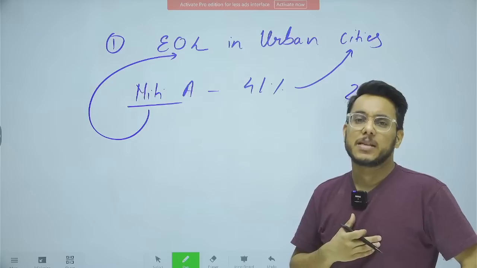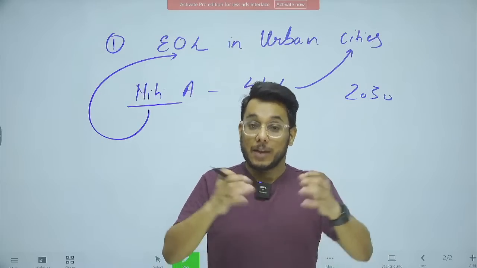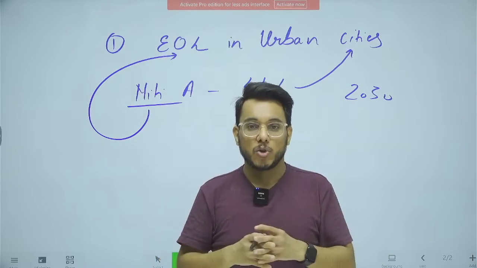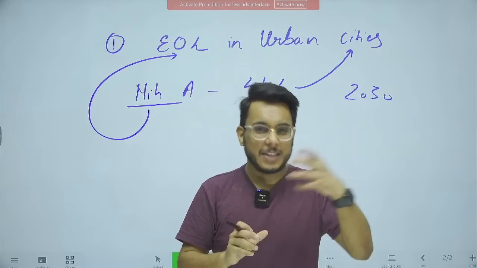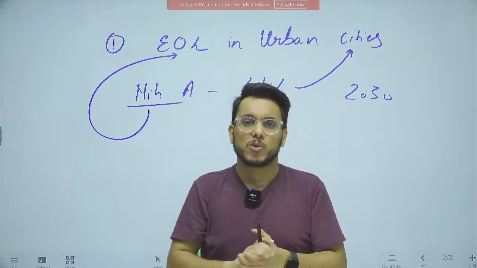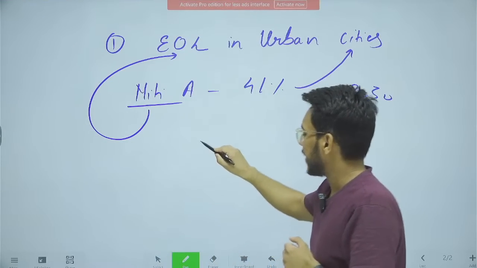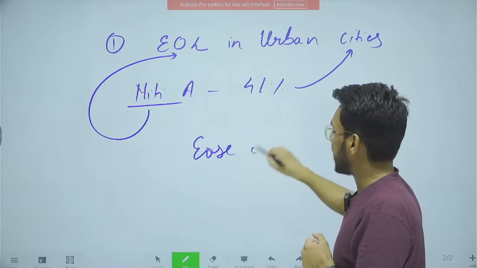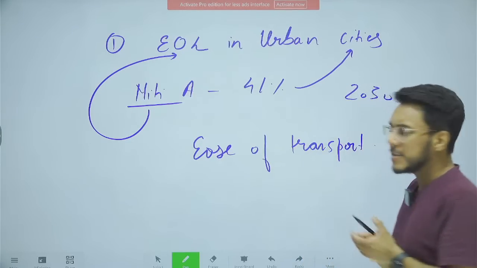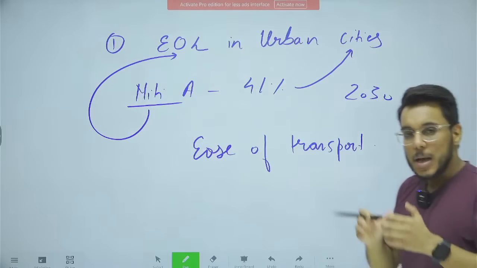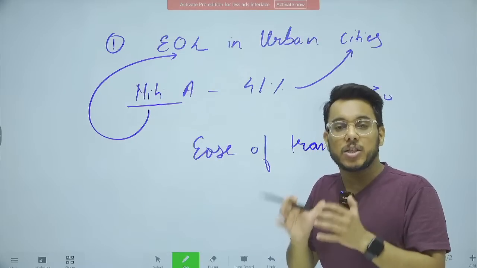If I tell you some basic things which impact ease of living, there are cramped spaces, pollution, lack of proper sanitation, lack of community spaces, and traffic jams. All these things impact ease of living. And within ease of living, one very important component is the ease of transportation. Often we see that in urban cities, millions and millions of man hours are wasted every year just in commute.